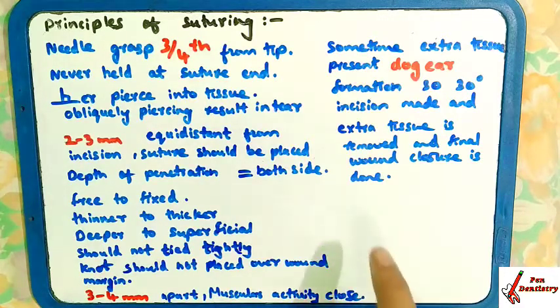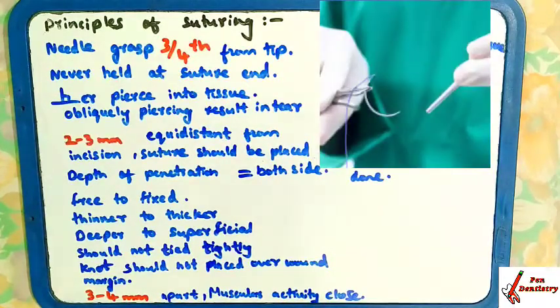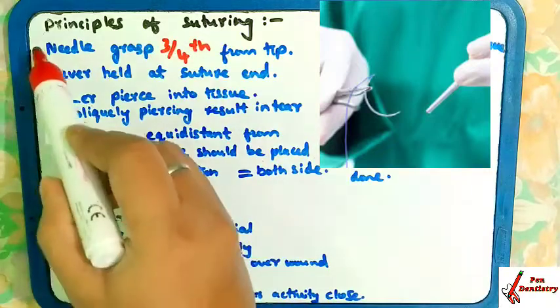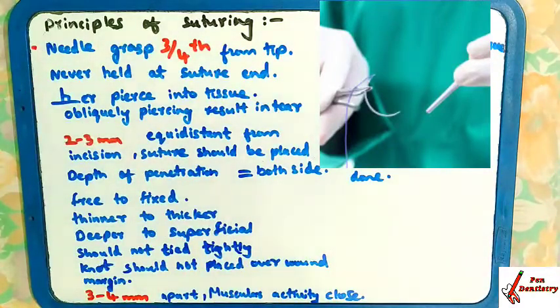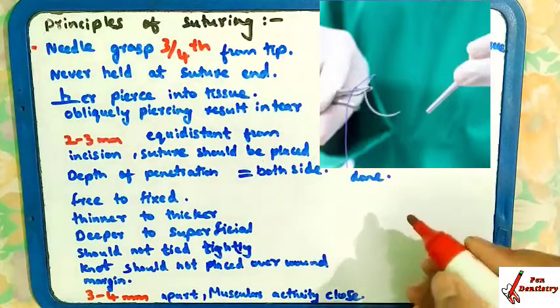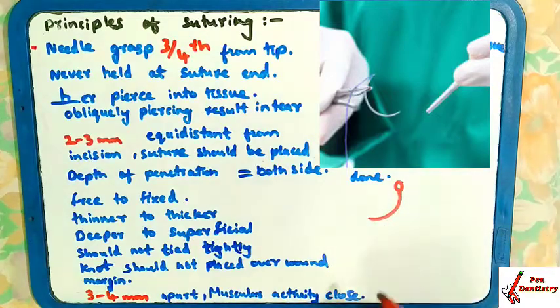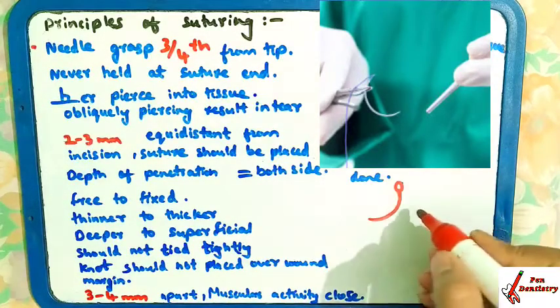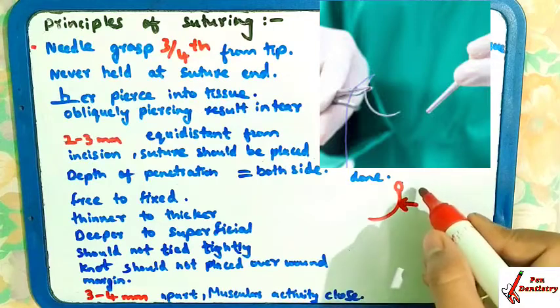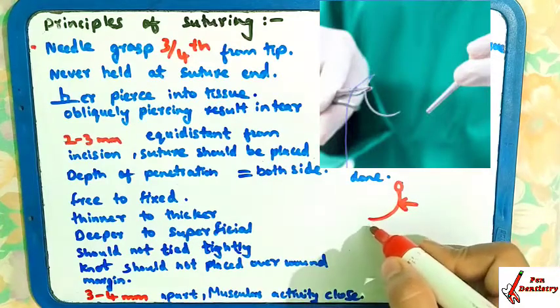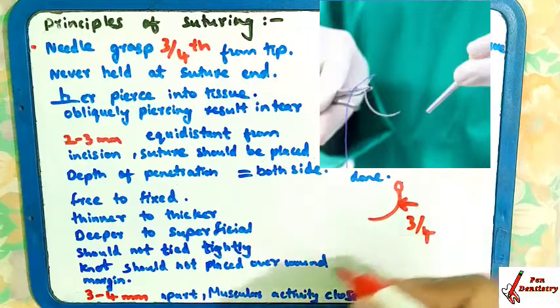As I told you, now we are going to see the principles of suturing. The first principle is that the needle should be grabbed three-fourths from the tip. It means that you should hold your needle at this position, not at the eye region and not at the tip region, but at the three-fourths region. This is the three-fourths part.